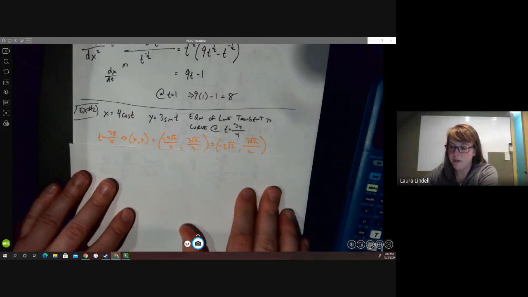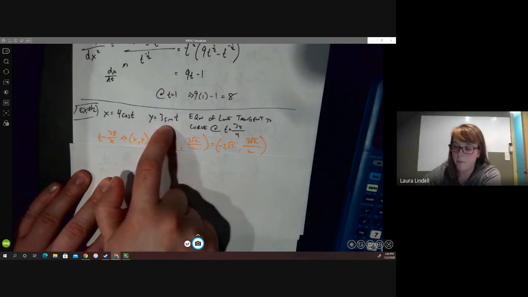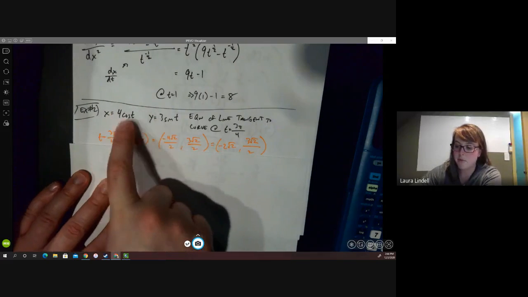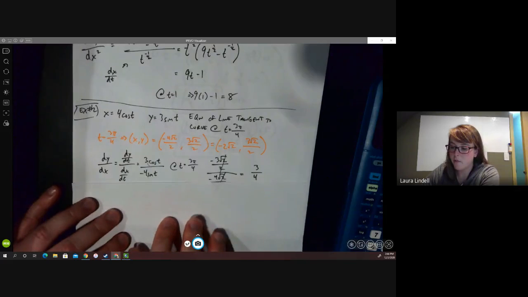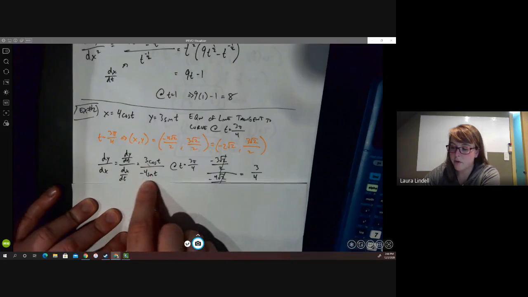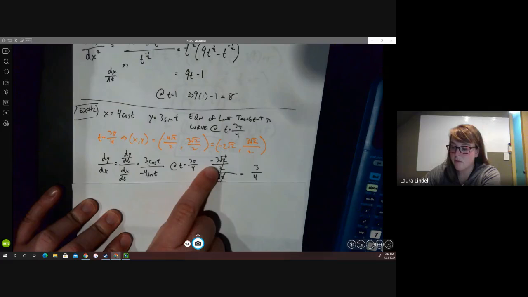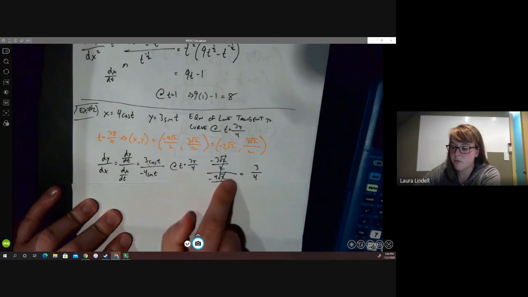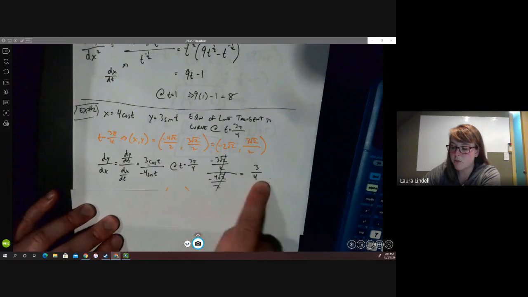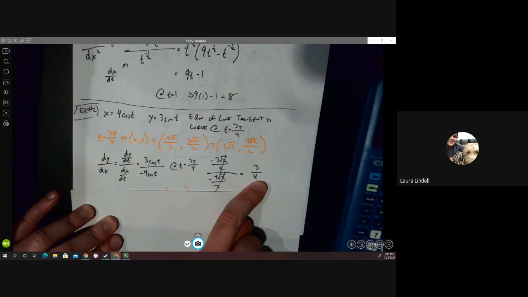Then we need the slope. So we need to take the derivative of y with respect to t over the derivative of x with respect to t. We get 3 cosine t over negative 4 sine t. And we're evaluating this at t equals 3π/4. So we get negative 3 root 2 over 2 over negative 4 root 2 over 2, which simplifies to 3/4.